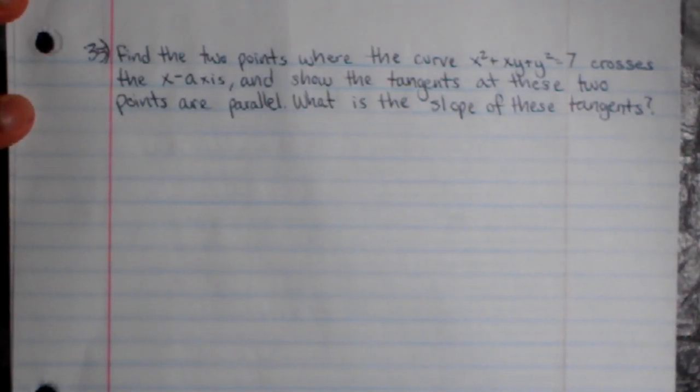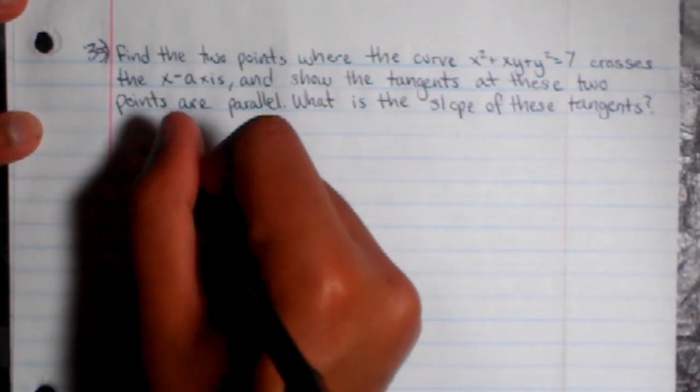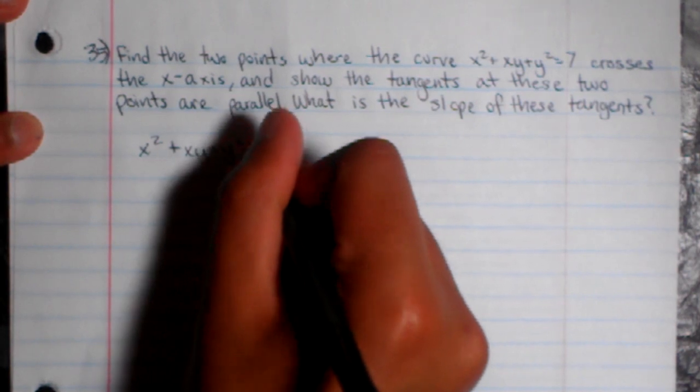Problem 35 asks us to find the 2 points where the curve x squared plus xy plus y squared equals 7 crosses the x-axis, and to show the tangents at these 2 points are parallel. And it also asks what the slope of these 2 tangents is. And so first, let's rewrite the equation x squared plus xy plus y squared equals 7.